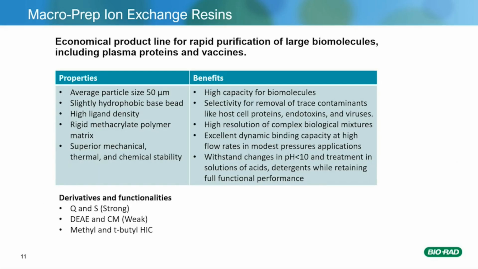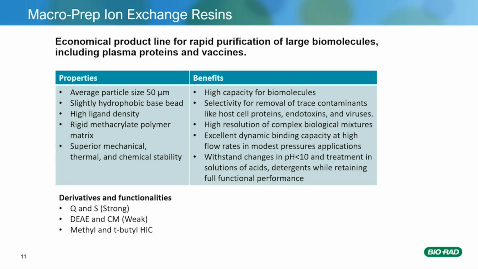Before moving forward, I would like to spend some time going over a few key points about Macroprep HiQ resin. This is an economical product line from Bio-Rad known for rapid purification of large biomolecules. It has shown several benefits including high capacity, selectivity in removing trace contaminants, high resolution, as well as excellent dynamic binding capacity. Moreover, it can withstand pH changes up to 10 and can retain full functional performance in presence of acid and detergent treatment.